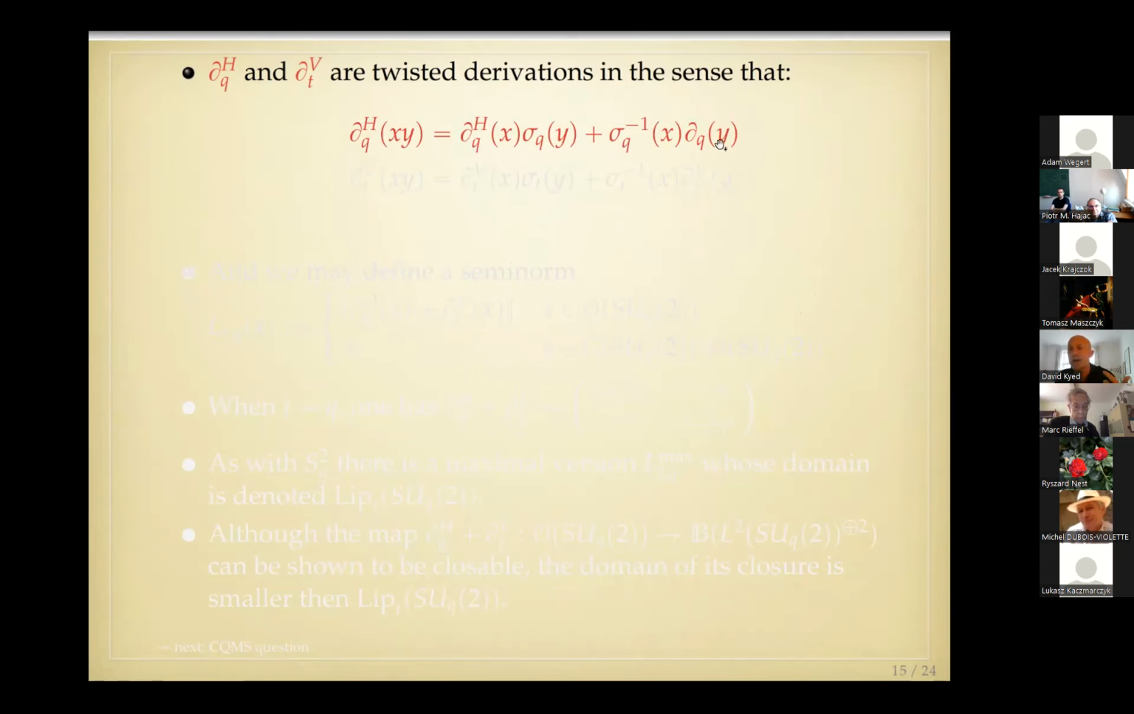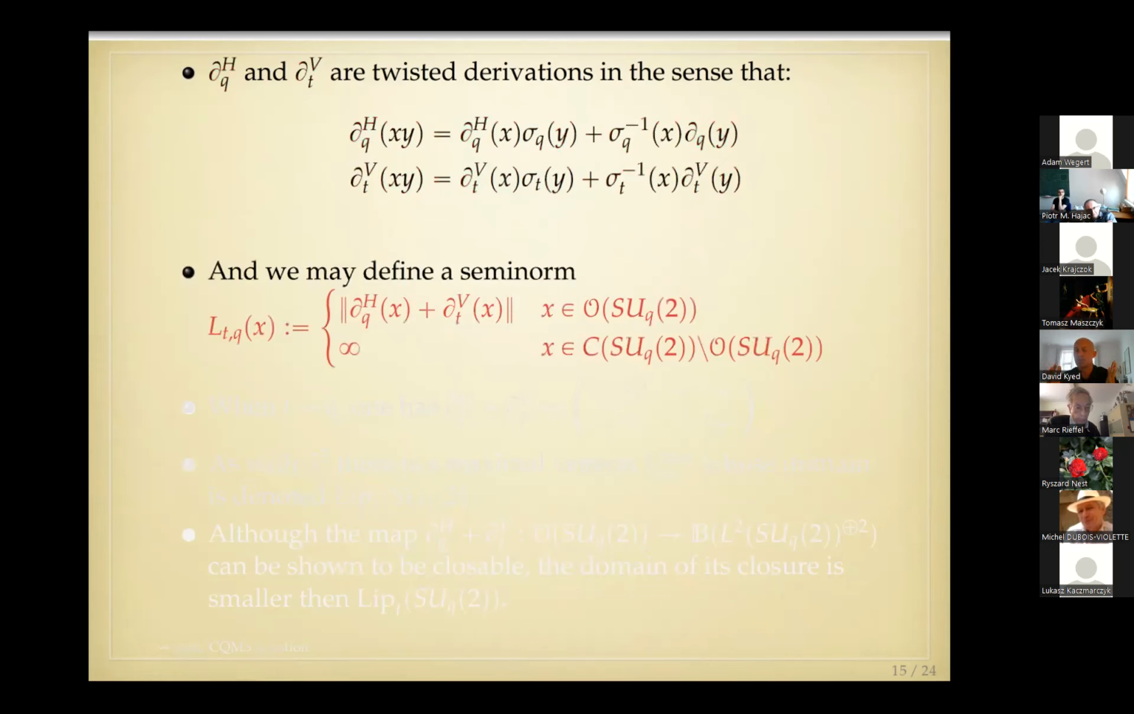So you have a twisted Leibniz rule where the twist that appears are exactly these automorphisms that were defining the twisted commutator, and you have a similar one for the vertical one. So I wanted to build a semi-norm out of these guys, and what you can do is, of course, look at these bounded twisted commutators, then add them up, get a new bounded operator, and take the norm. Then you can simply define the semi-norm to be infinity outside of that. And this makes sense.